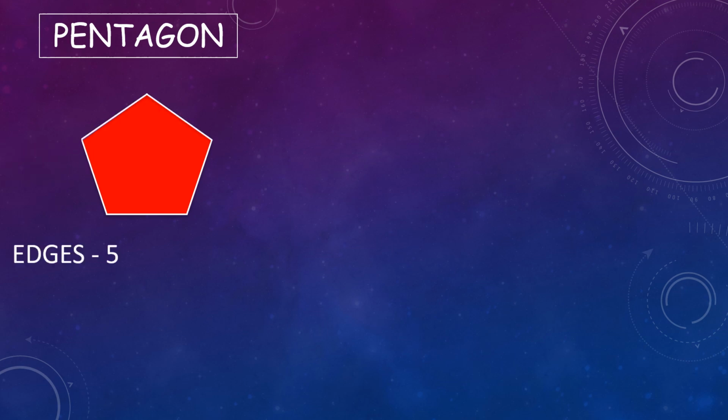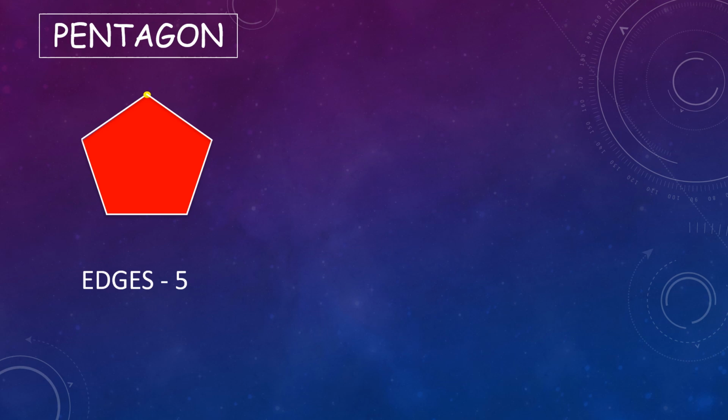Pentagon. Let us see the figure of the pentagon now. This is the shape of a pentagon. Let us count the edges of this pentagon. 1, 2, 3, 4, 5. There are 5 edges in a pentagon.